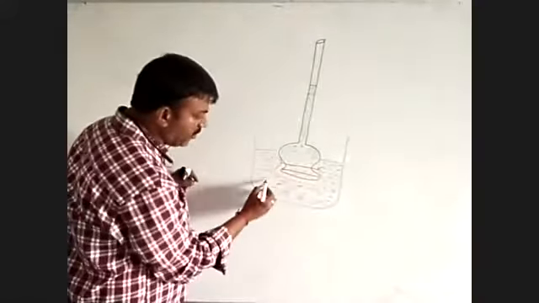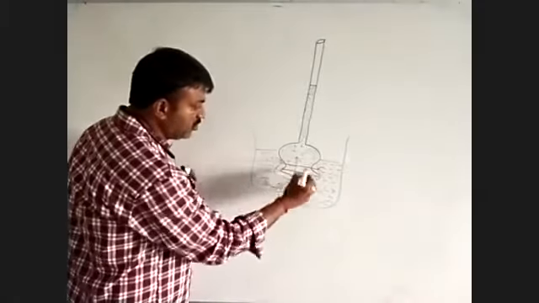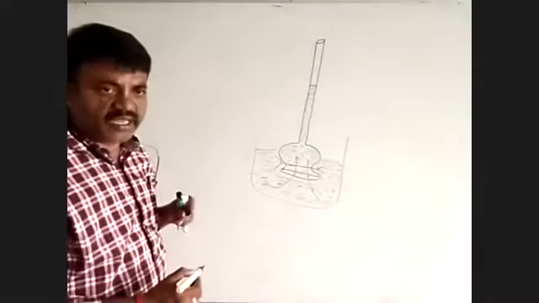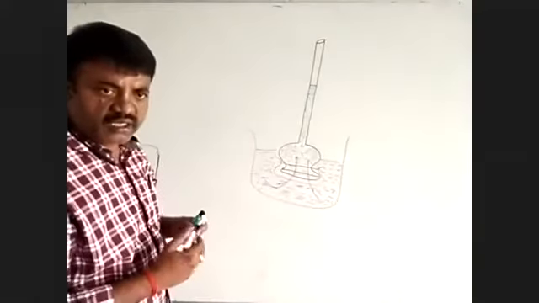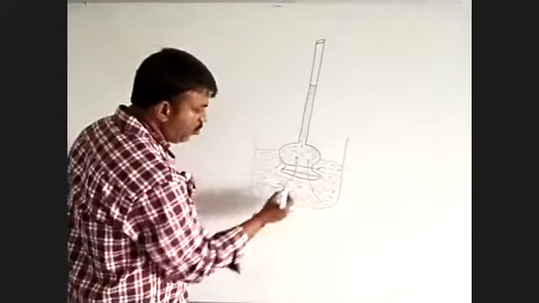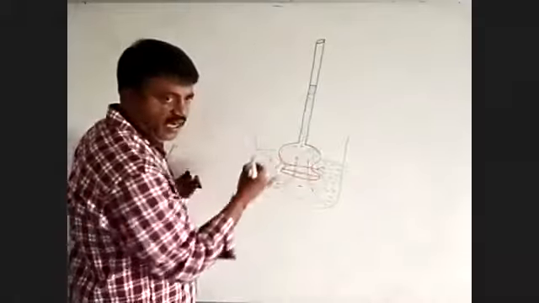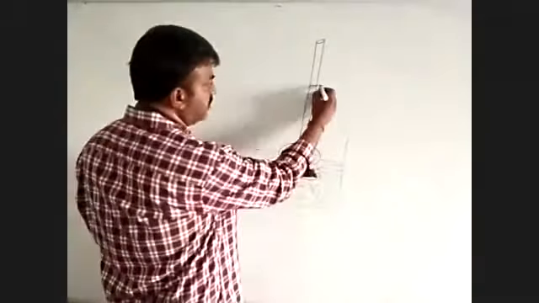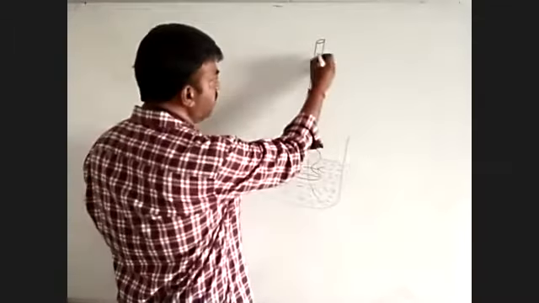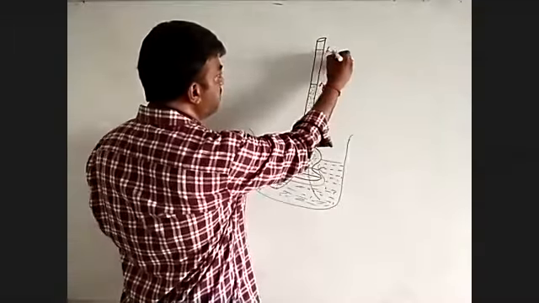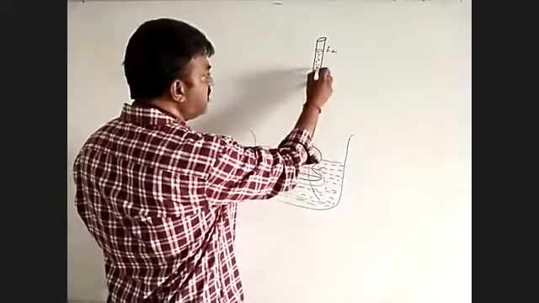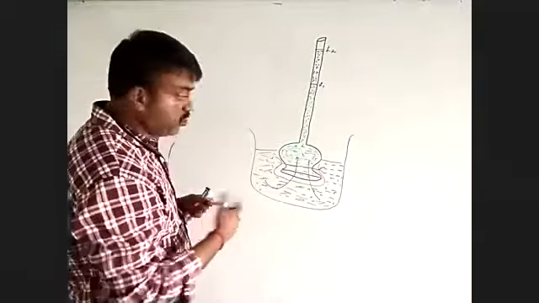Now water moves from the beaker to the thistle funnel through the egg membrane, nothing but a semi-permeable membrane or biological membrane or differentially permeable membrane. Through this membrane water moves from the beaker to the thistle funnel. As a result, this is the initial level, and now the level rises in the sucrose solution, and this is the final stage, L2. At this time, equilibrium is reached.